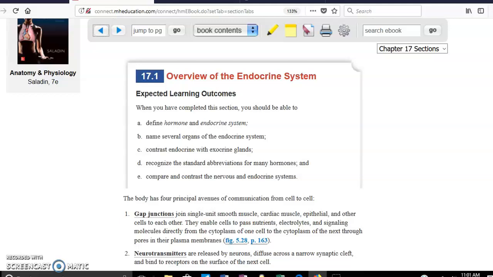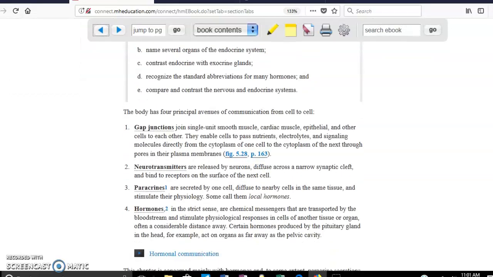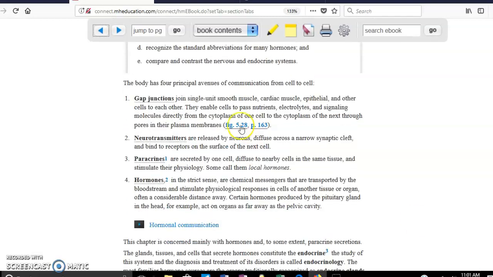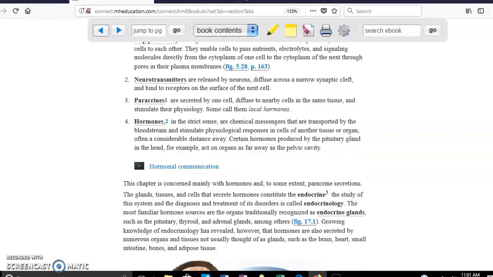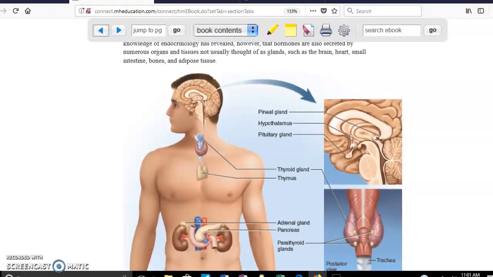Okay, this chapter is the endocrine system, and we're going to see that cells have different ways to communicate with each other, and that's what you see right here. You have junctions, neurotransmitters in the case of the nerves, paracrines, and hormones. So in this chapter, we need to cover hormones because in the endocrine system, the glands are going to produce hormones. So which ones are the glands that we have in our system?